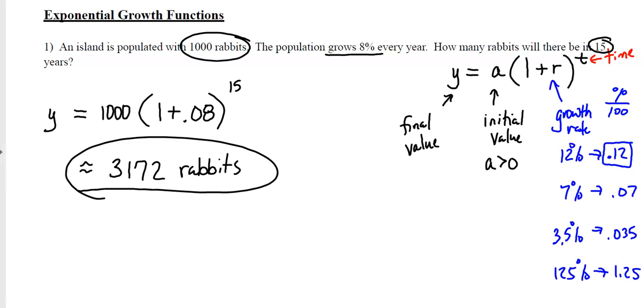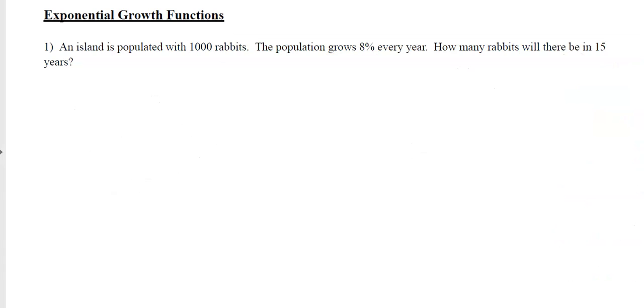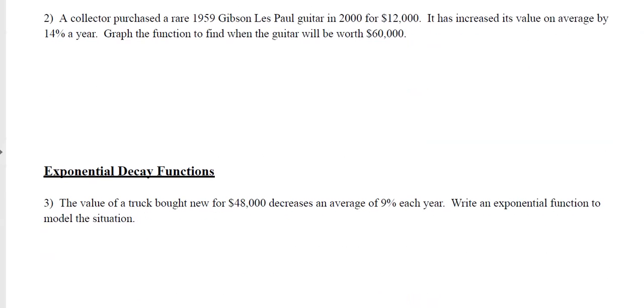All right, next problem. Let's go on down. Number 2, a collector purchases a rare guitar in the year 2000 for $12,000. So that's my starting amount. It increased its value on average 14% a year. So that's going to be 1.14. We don't know how many years, so this is what we're looking for. We're looking for our x, or our time.